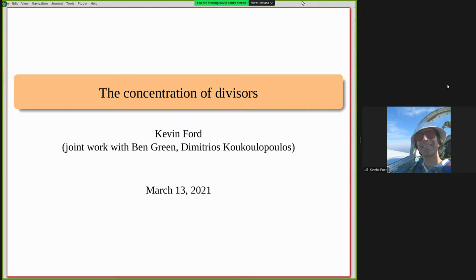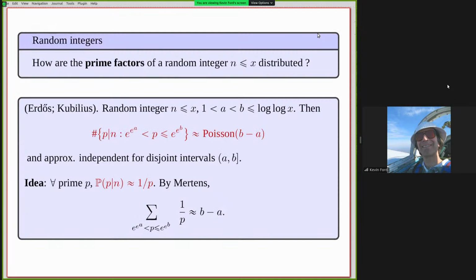So the work I'm speaking about is some recent work with Ben Green and Dimitris Kokolopoulos on the concentration of divisors. So it's somewhat of an old problem. It goes back to work of Erdős. To set things up, and I should mention that Ram Murty gave a very good introduction to this in his talk yesterday.